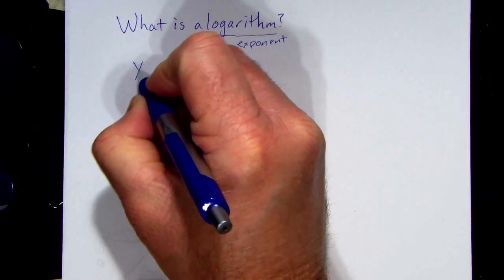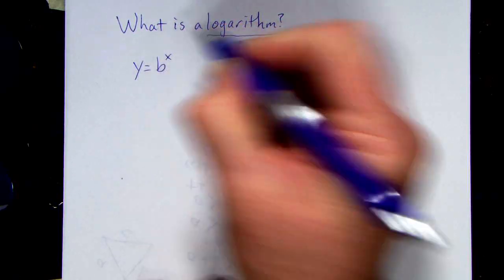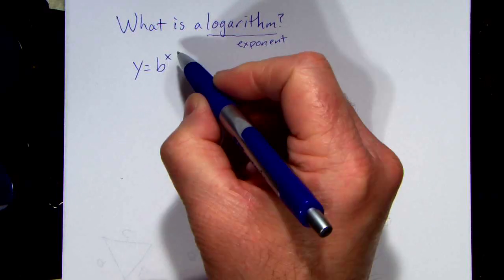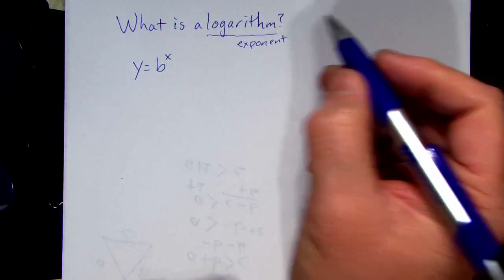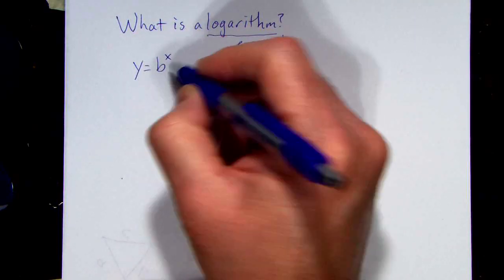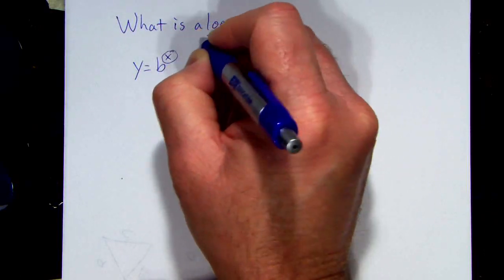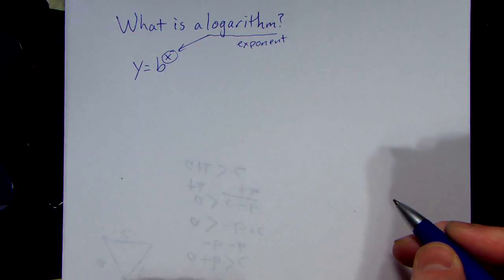When we're talking about an equation that we've been looking at, like y equals b to the x, we've been having to do guess and check to figure out what x would be to make these sentences true. But the logarithm actually refers to how you figure out what that exponent is.